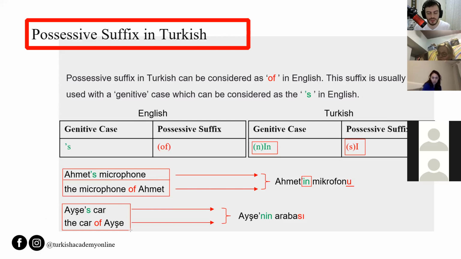But when it comes to Ayşe's car, in English, you can do it either way. You can either say Ayşe's car, or you can say the car of Ayşe, which is possible. But in Turkish, you only have one way. You can only say Ayşe'nin arabası. That's the only way. So you need the genitive for the one who possesses the car, and you need the possessive suffix for the thing that is owned.